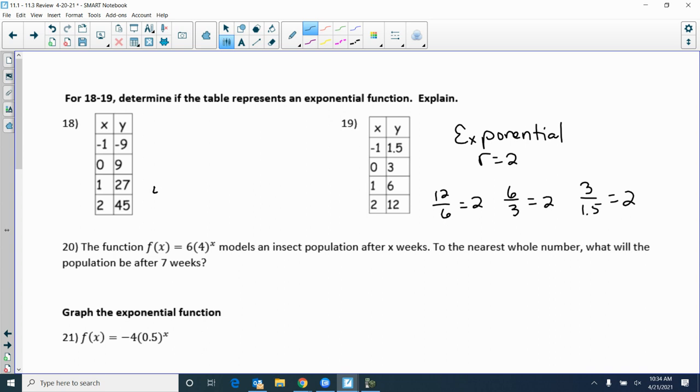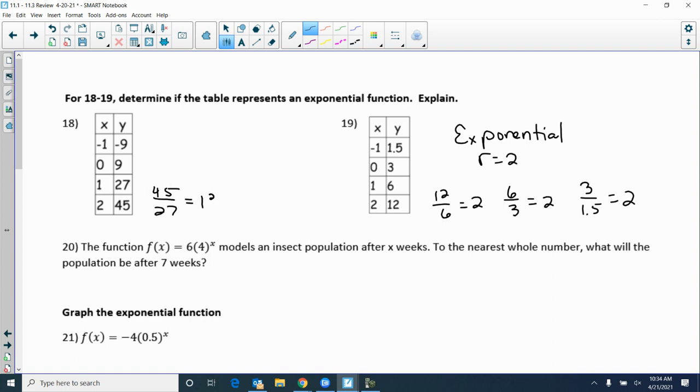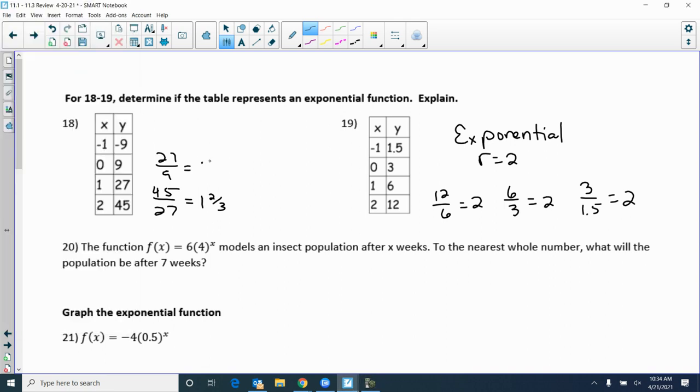Over here, you take 45 divided by 27. I get 1 2/3. I take 27 divided by 9, I know that is 3. And now I take 9 divided by -9. Since I'm not getting the same number, that means it's not exponential. All right, we will just walk through the last couple there. Quiz tomorrow.